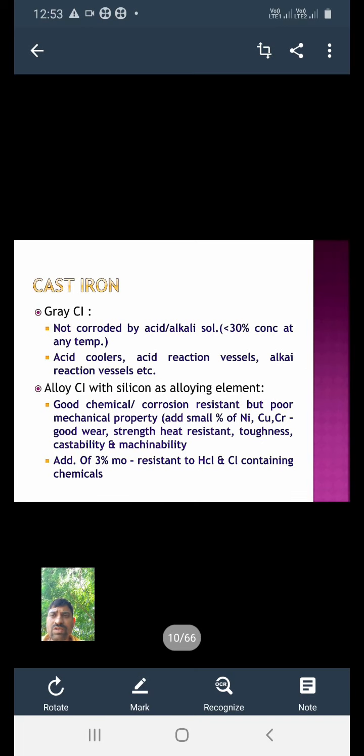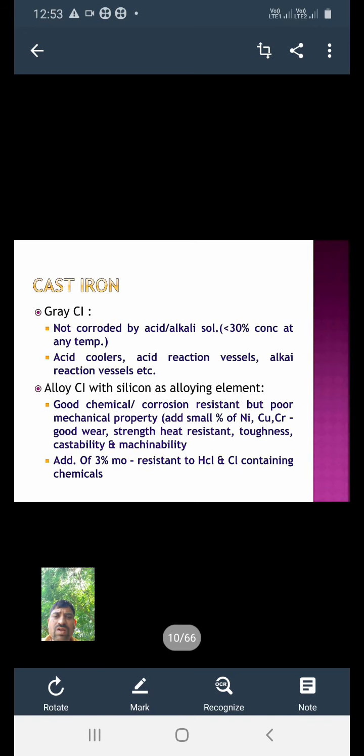Okay, this means we are using an acid or alkali solution of less than 30% concentration at any temperature. Therefore, we use it for acid reaction vessels or alkali reaction vessels. At that time we are using grey cast iron.